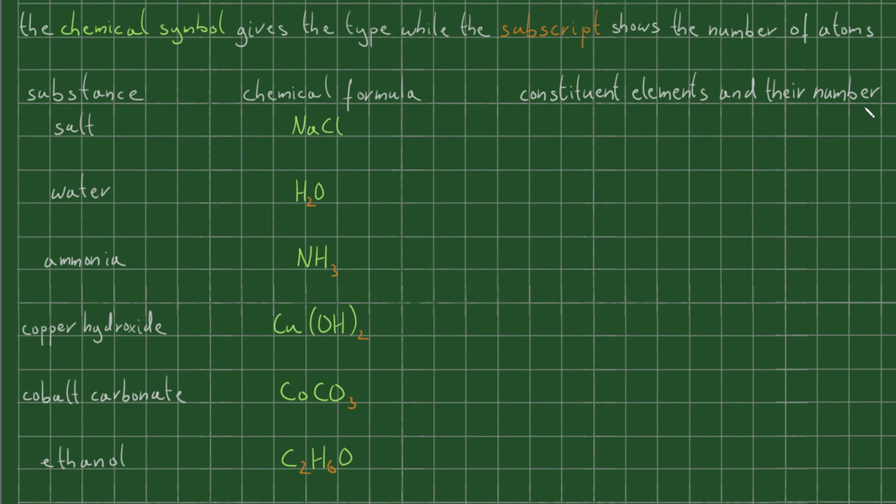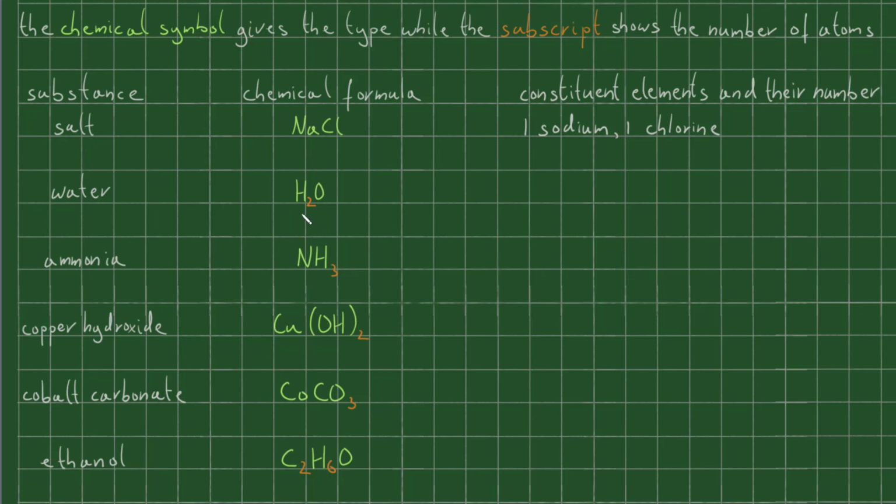The chemical formula for salt is NaCl. The symbol Na stands for sodium, so I have one sodium atom. The symbol Cl stands for chlorine, so I have one chlorine atom. And this means that at the end I can say that salt is made up of two atoms, one sodium and one chlorine. Let's look at water next.